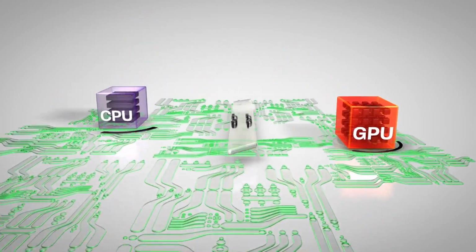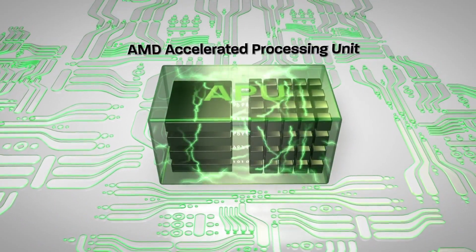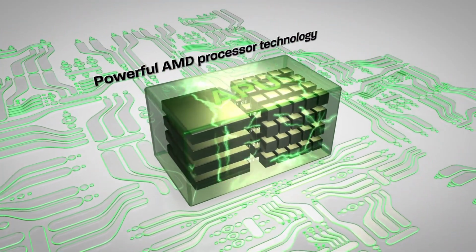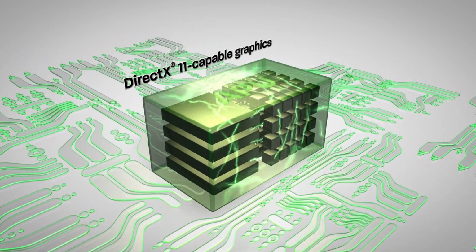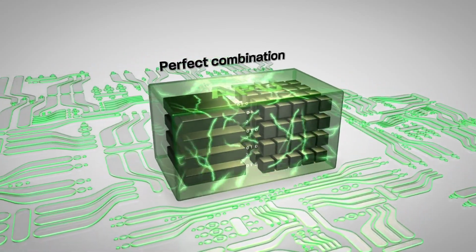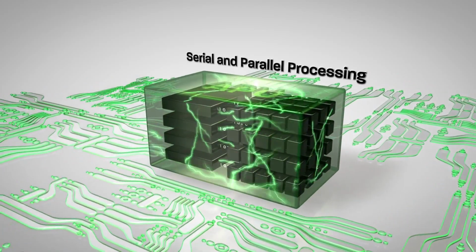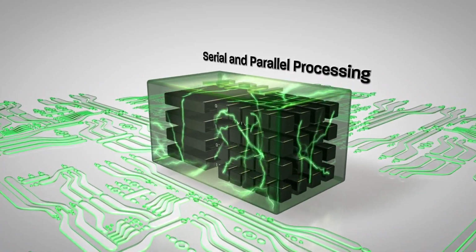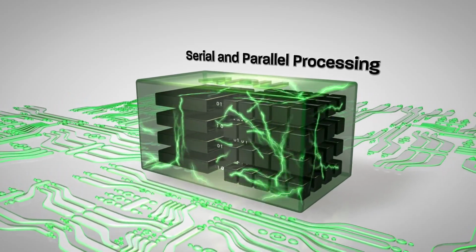Introducing AMD's all-new Accelerated Processing Unit with powerful AMD processor technology and discrete-class DirectX 11-capable graphics combined on a single chip. It's the ideal combination of beauty and brawn. Our new innovative APU technology combines both serial and parallel processing, enabling it to better carry out multiple operations or tasks simultaneously.